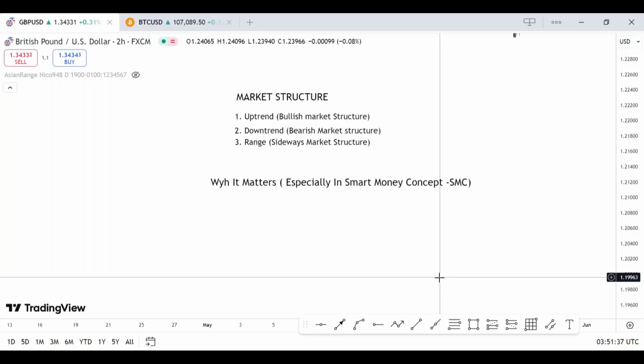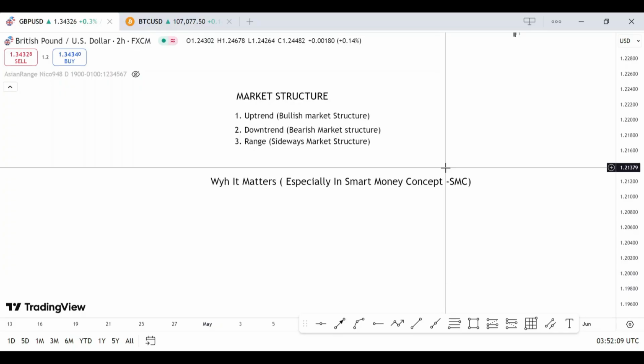In today's video, I will be breaking down how to read market structure the smart money way. This is fundamental to every high probability trade setup. Understanding market structure is like reading the market's language. Without it, you will be chasing price and losing trades. With it, you can spot trend reversals, breakouts and sniper entries. So let's get into it.